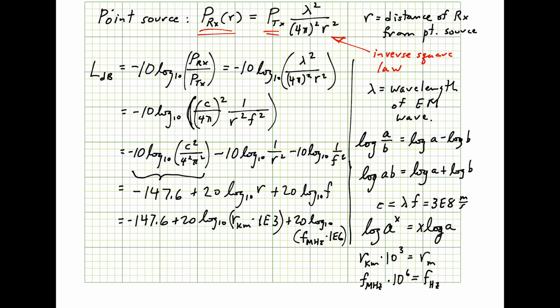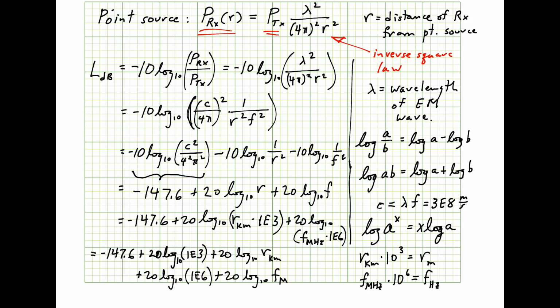Okay? And once again, I'm going to use the fact that the log of a product is the sum of the logs. So here I have the log of a product again, and don't forget I've got a 20 out front. And so I'm going to write now minus 147.6 plus 20 log base 10 of 1e to the 3 plus 20 log base 10 of r in kilometers plus 20 log base 10 of 1e to the 6th. This is from the frequency there, plus 20 log base 10 of f in megahertz.